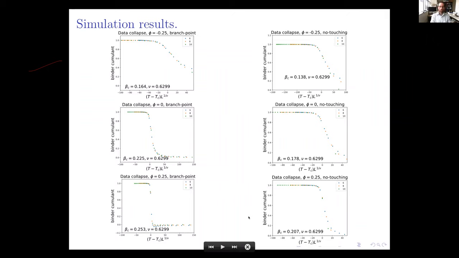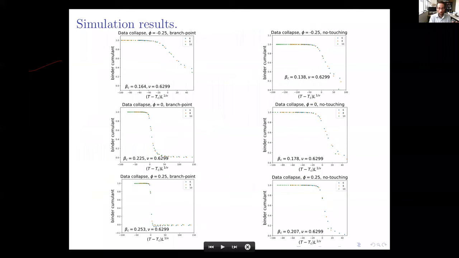Here are some pictures of the results. This is for the branch point regularization at different values of the coupling around the ordinary Ising model at phi equals zero. This is for the no touching regularization. In this case, the phi equals zero point is not the ordinary Ising model because we've forbidden certain configurations. And really the point of these plots, I'm plotting the Binder cumulant.